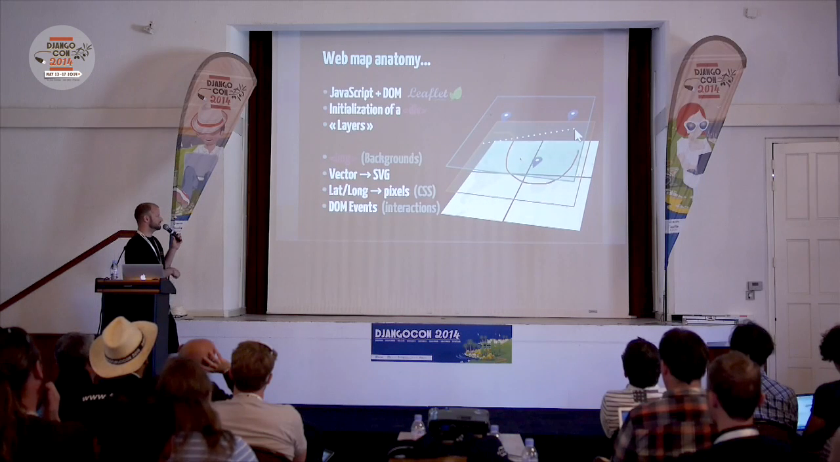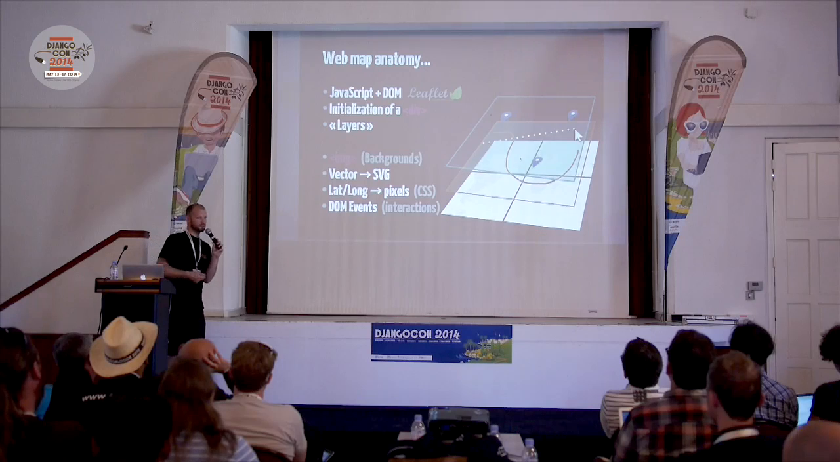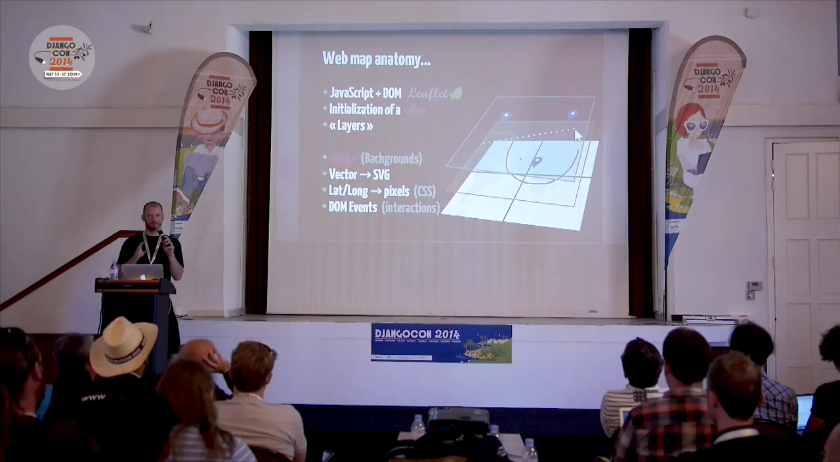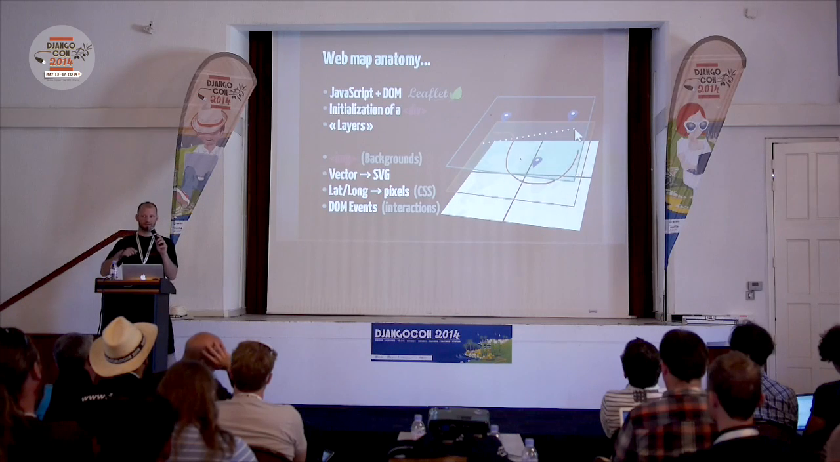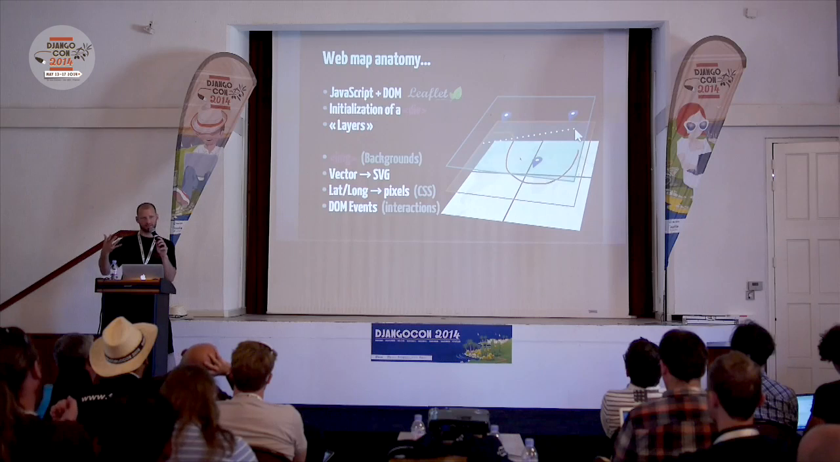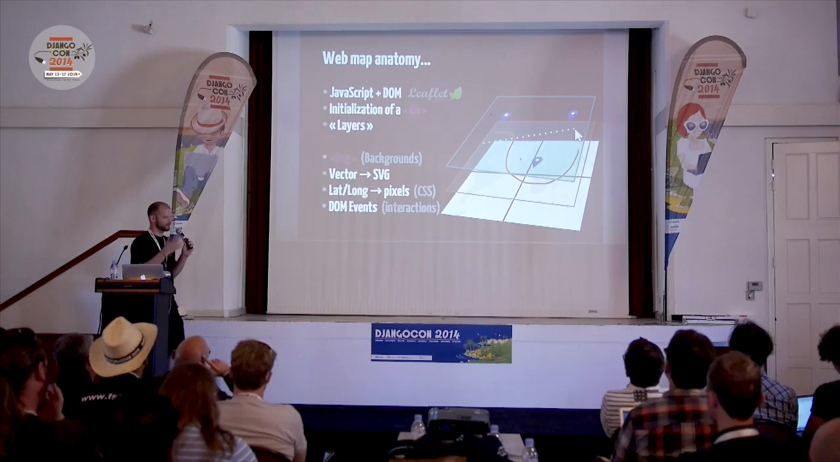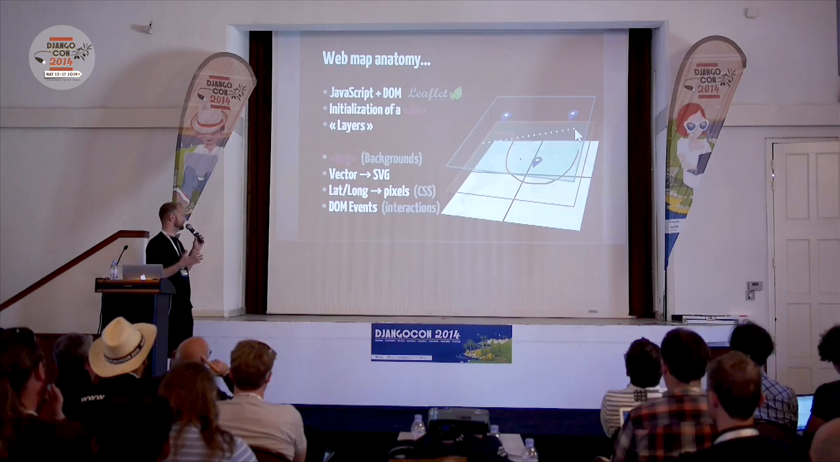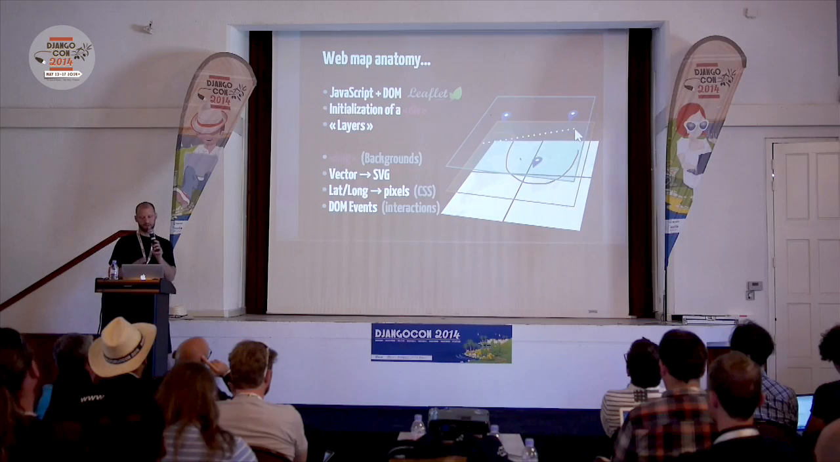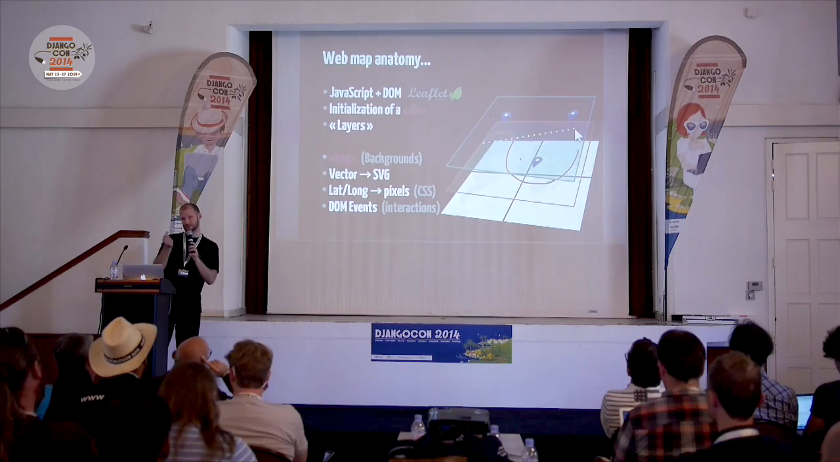The vector data is rendered using SVG, Scalable Vector Graphics. The JavaScript receives the vector data and generates the SVG into the DOM, and the border just shows the geometry. Every latitude and longitude are transformed into pixels using SVG or CSS directly.